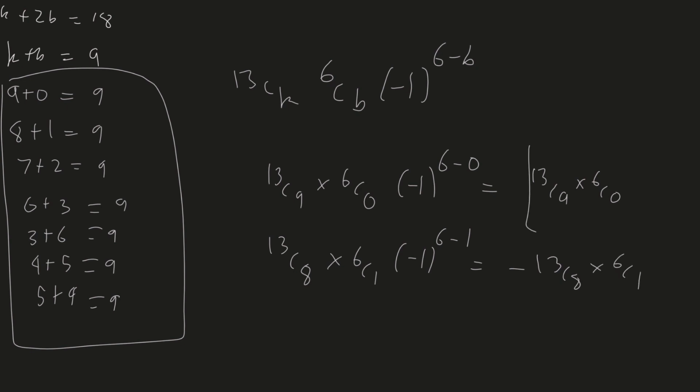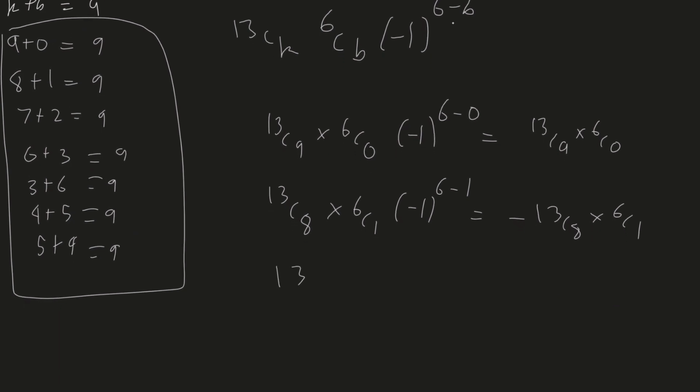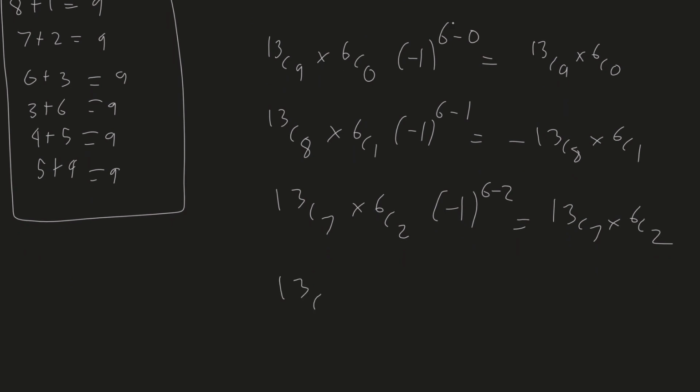So for the positive values, you add them to the total, and for the negative values, you just subtract them from the total value. I'm just going to keep going. So we're going to have 13 choose 7 times 6 choose 2 times minus 1 to the 6 minus 2, which is equal to 13 choose 7 times 6 choose 2. Next one is going to be 13 choose 6 times 6 choose 3 times minus 1 to the power of 3, which is equal to minus 13 choose 6 times 6 choose 3.